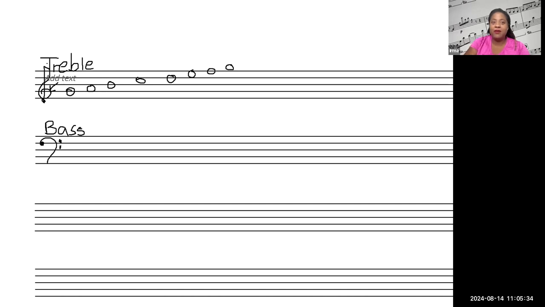And so we have 8 notes. That's an octave. From this G, which is what we would call G5, all the way up to this G, which is what we call G6. What I'm mentioning is called registers, and I will discuss that with you in a different lesson as well.